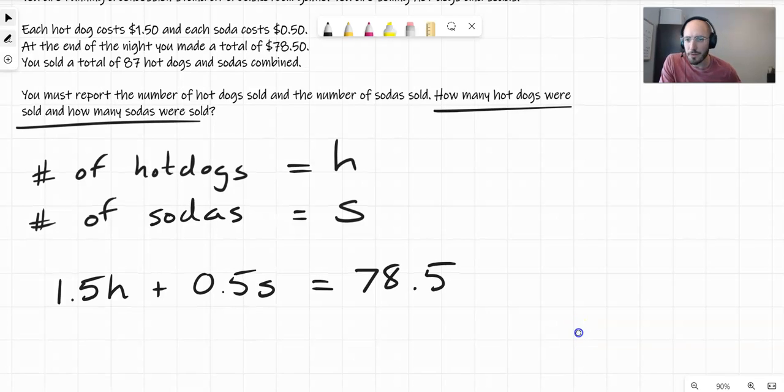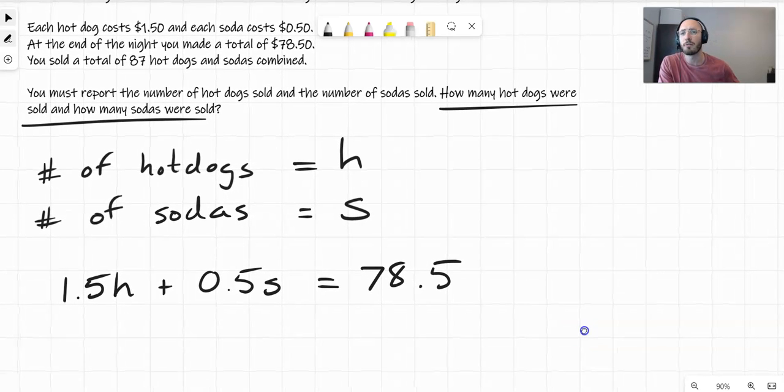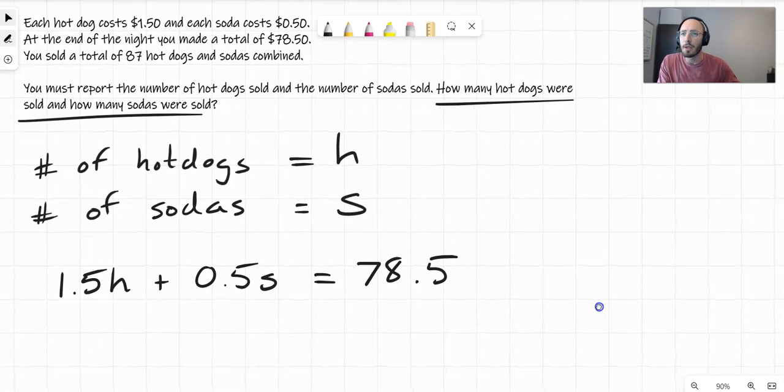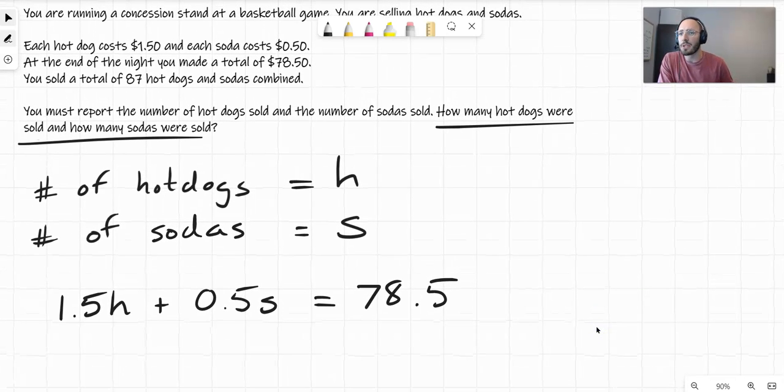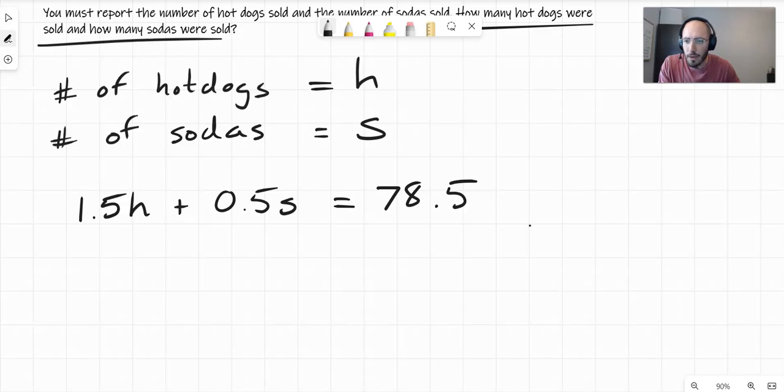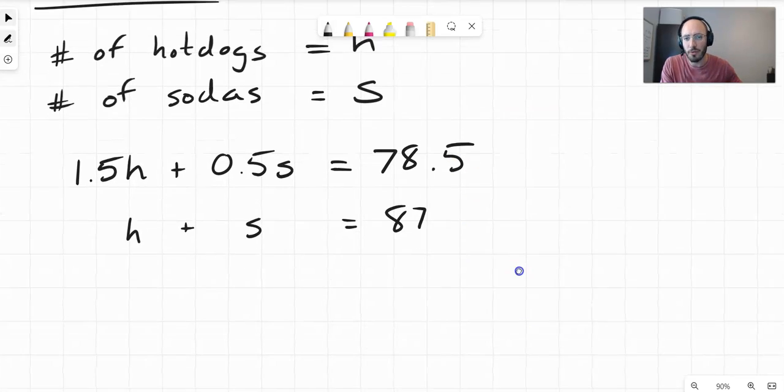Okay, but we still have two variables here, and we can't solve for both variables with just one equation. So we need another equation. So what else do we know? Well, we know that we sold a total of 87 items, both hot dogs and sodas combined. So that means that h plus s must equal 87. And there's my second equation. So now that I have my two equations, I can go about using substitution to solve for both variables.